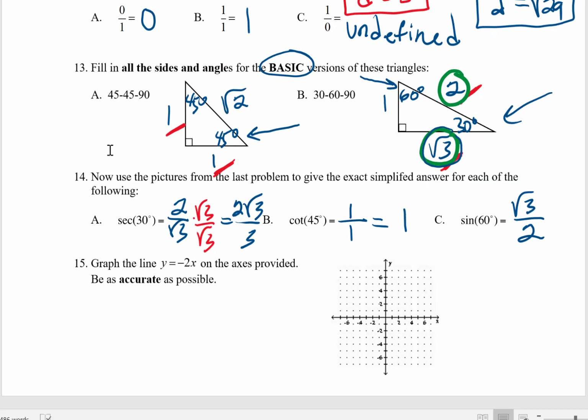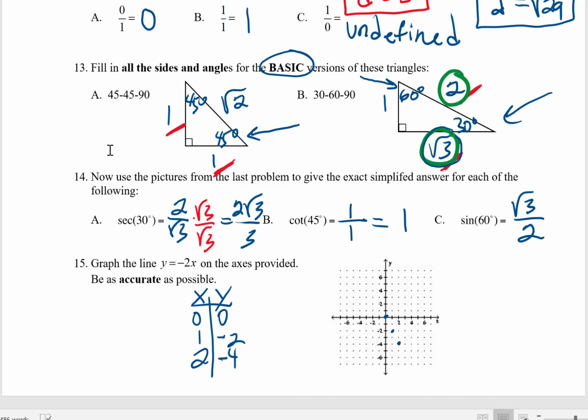Problem number 15, we want to draw a quick graph of the line y equals negative 2x. I suppose an easy way to do this would simply be to make a table. When x is 0, negative 2 times 0 is also 0. When x is 1, negative 2 times 1 is negative 2. When x is 2, you're going to get negative 4. If I simply plot these points and connect the dots, I'll have my line.